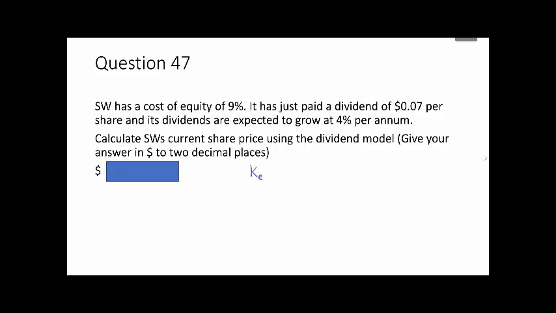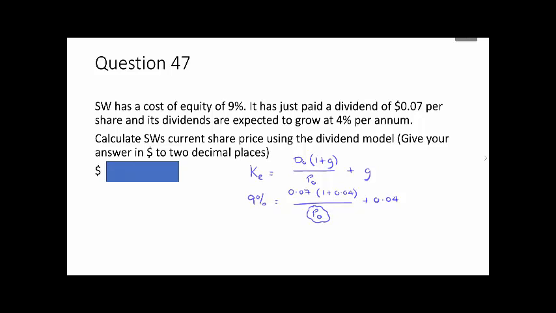So the cost of equity formula says we'll take the dividend that's being paid now and multiply it through by 1 plus the rate of growth, divided by the share price, and then add on growth. So in this case, they've given us the cost of equity as 9%. They've told us that the dividend that has recently been paid is $0.07 per share, and that growth is expected at 4%. So the figure we're trying to find is this one here, but everything else we have available to us.